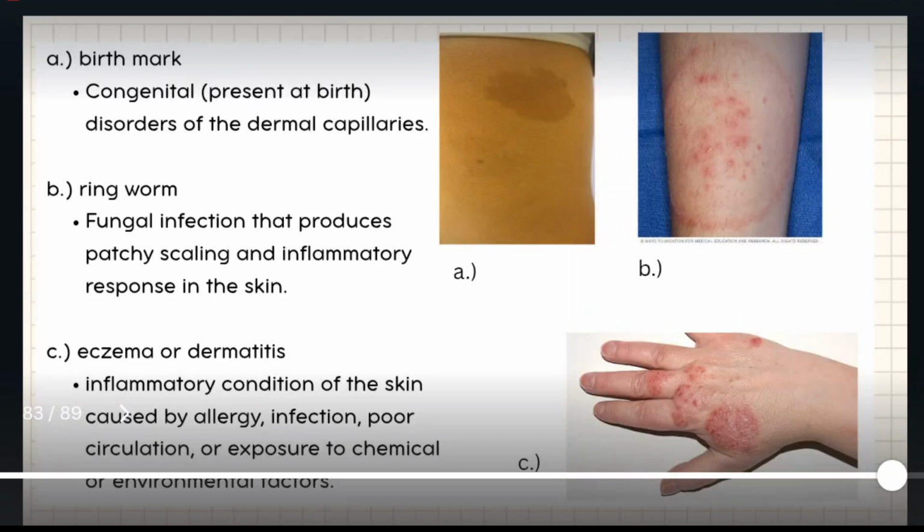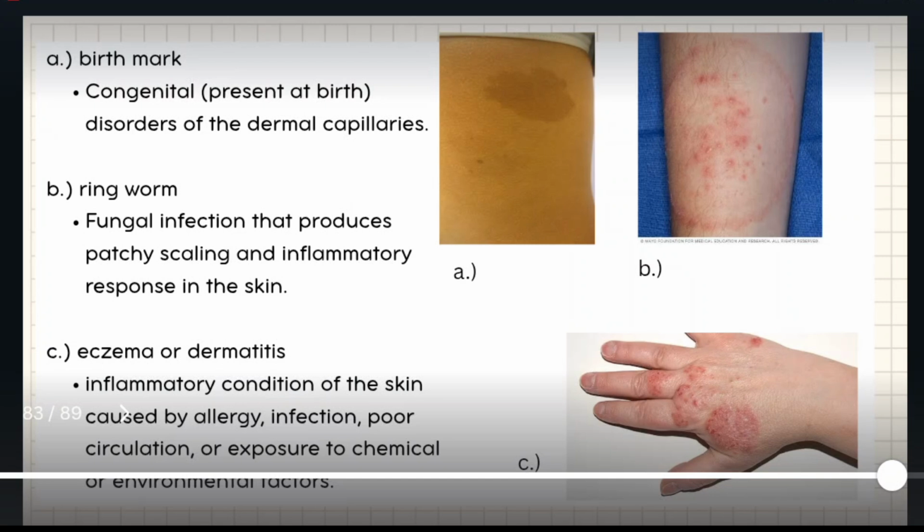The first one is the birthmark. It is a congenital disorder of the dermal capillaries. Some people are born with colored spots called birthmarks. This happens when blood vessels in the skin don't form normally. Some babies are born with colored patches, like red marks on the forehead or brown spots on the back.